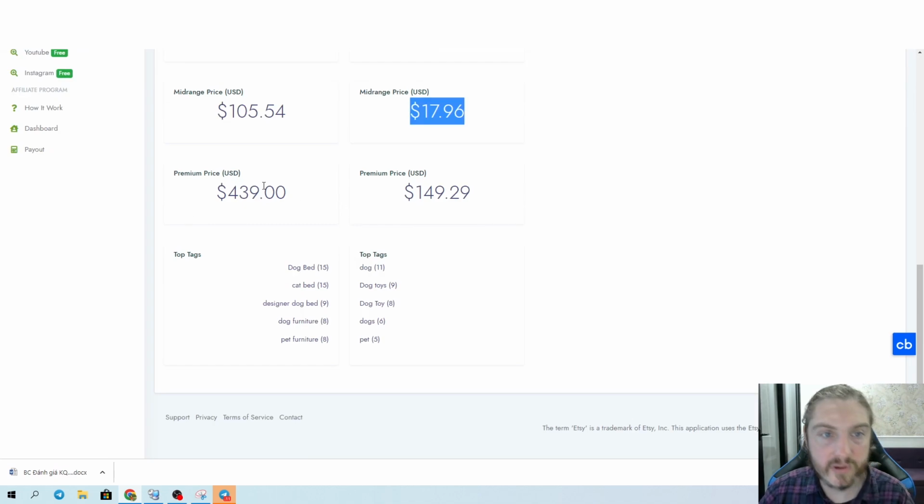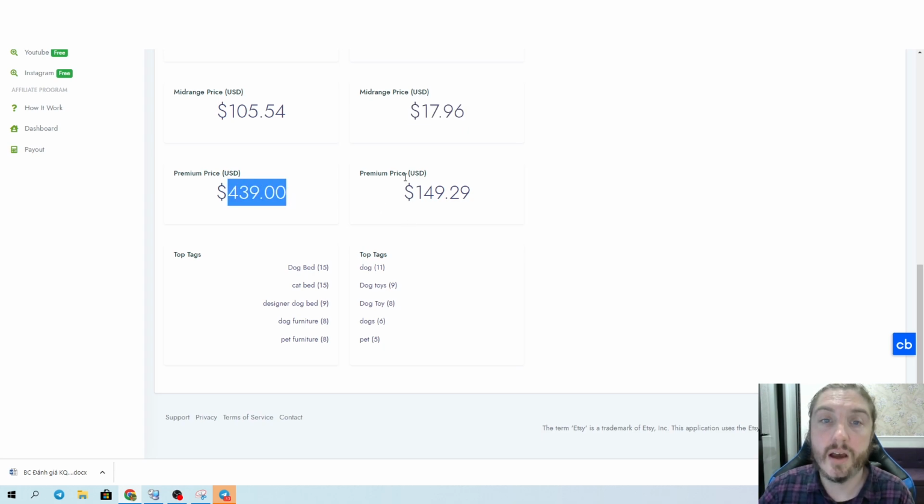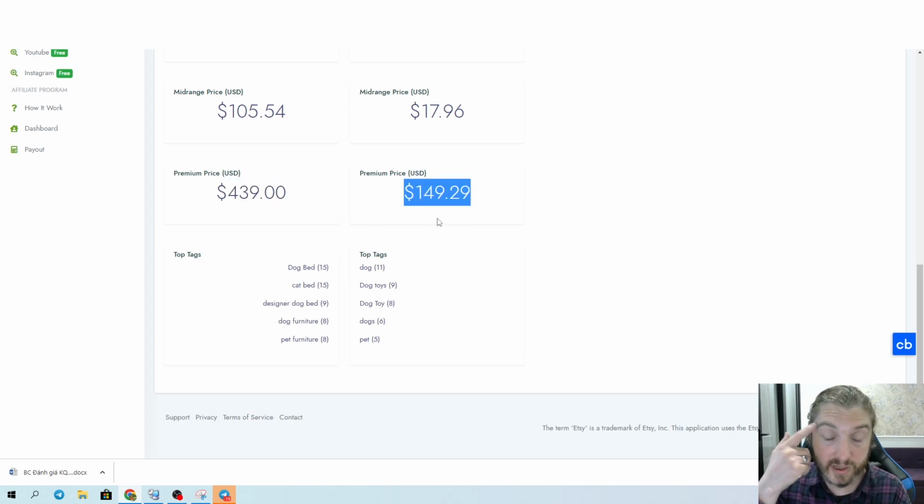And then at the bottom again, premium prices. This could be handmade. It could have the name of your pet stitched into your bed. It could be made from very nice materials. So these prices can be a lot higher. For the bed, we have $440, which is quite a lot. And for the toys, $150. I can't think what dog toys would be $150, but they're there.